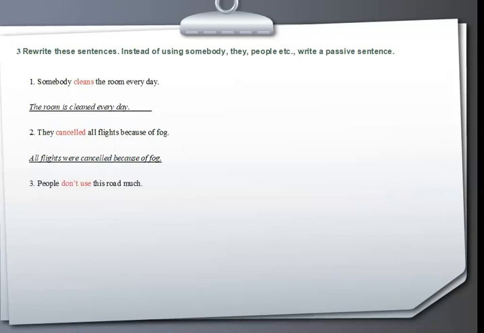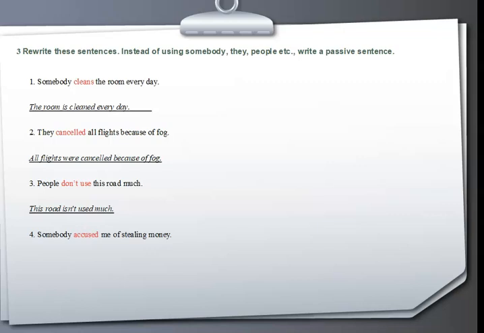People don't use this road much. Okay, this is a tricky one. We have the present simple tense, and at the same time we have a negative sentence. Okay, you recognize a not or don't. So we have to keep it negative. This road isn't used much. So we have used isn't plus the past participle of the verb use to make a present simple passive sentence.